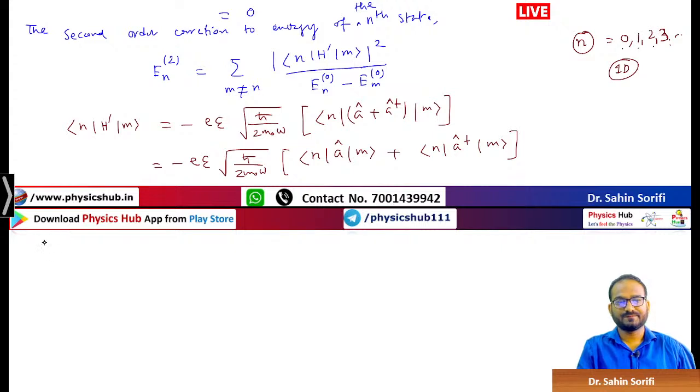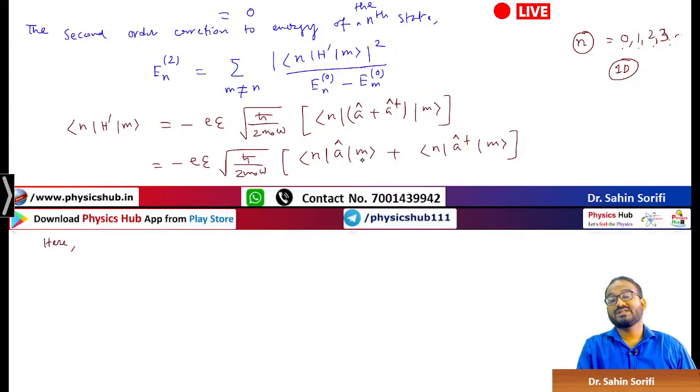Understood my question? Let's say if you choose m equals n plus 2, then a will make it n plus 1, then it will be 0. Similarly, this will also be 0.